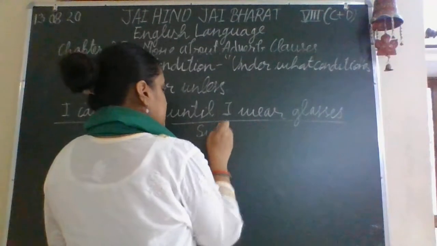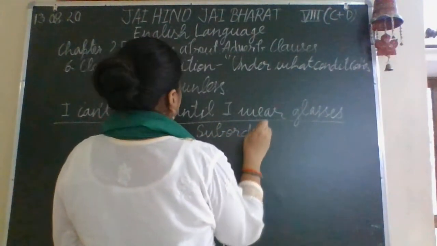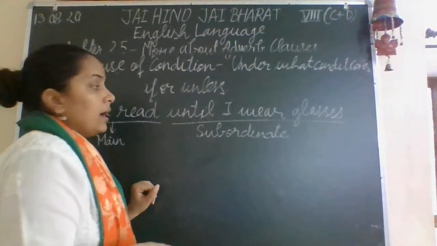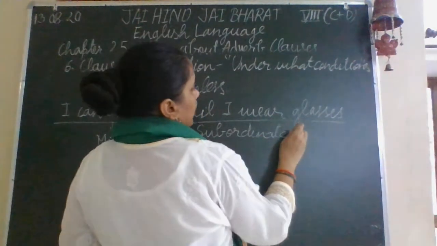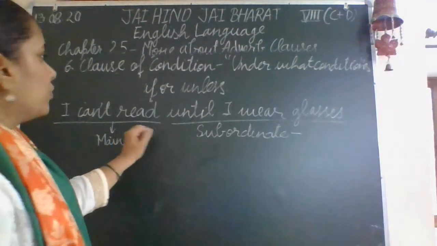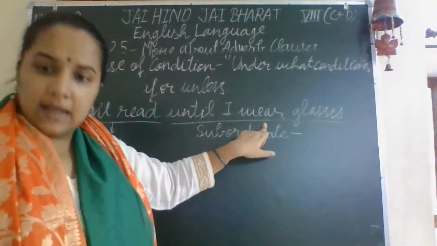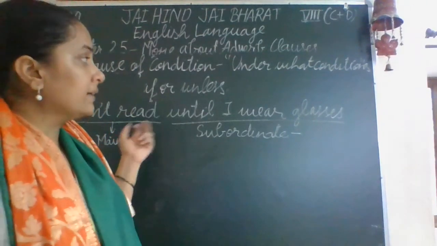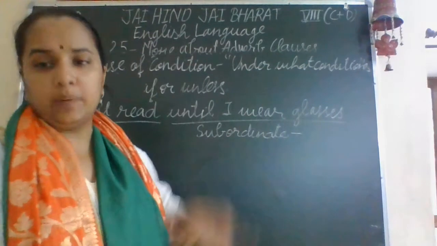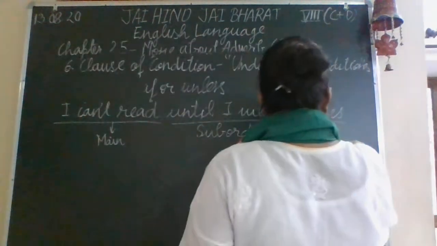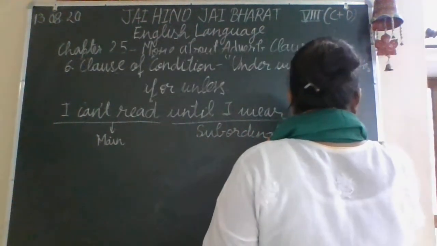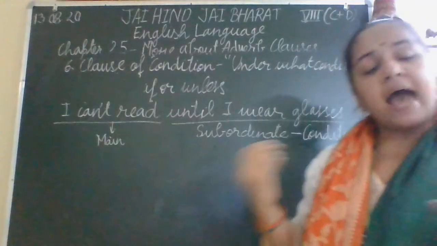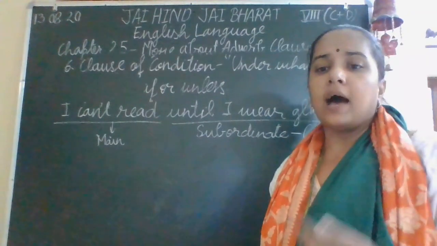That's why it is the subordinate clause. And it is giving you the condition that for reading, one needs glasses. One cannot read without glasses. So for reading, it is compulsory to give the glasses to that particular person. That's why it is condition. I will not come to the party until I'm well.